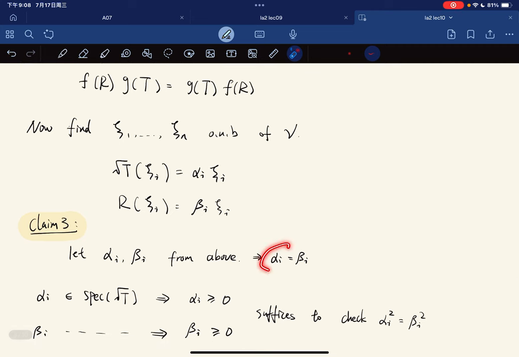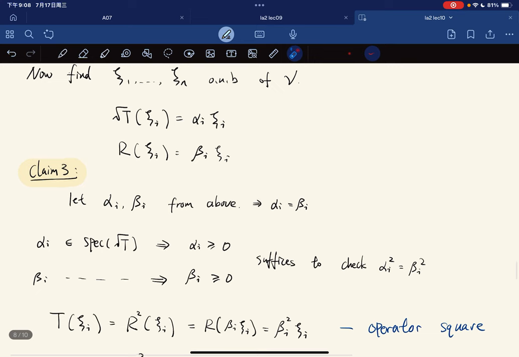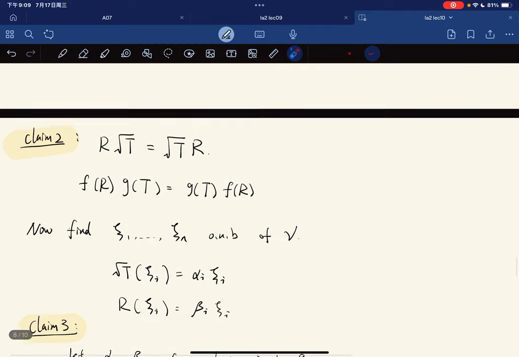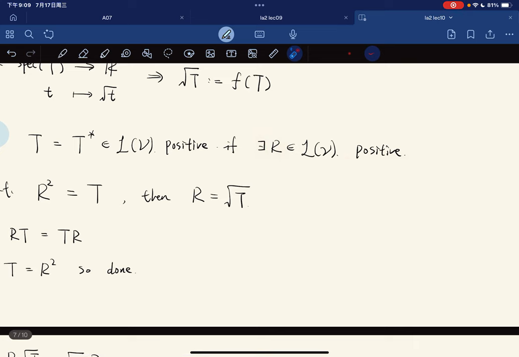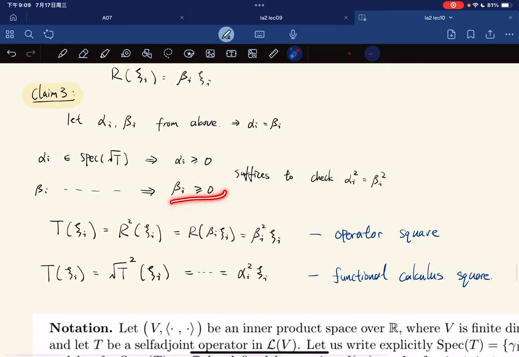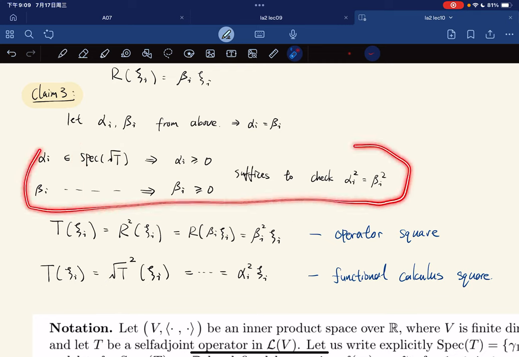Now, we show that all the alpha i and beta i are the same, because alpha i is an expression of this, so alpha i will be non-negative. Beta i, the same thing, right? Because we assume that R is positive. Because T is positive, the square root of the spectrum of T is again non-negative. So I think this part I don't need to explain that much.